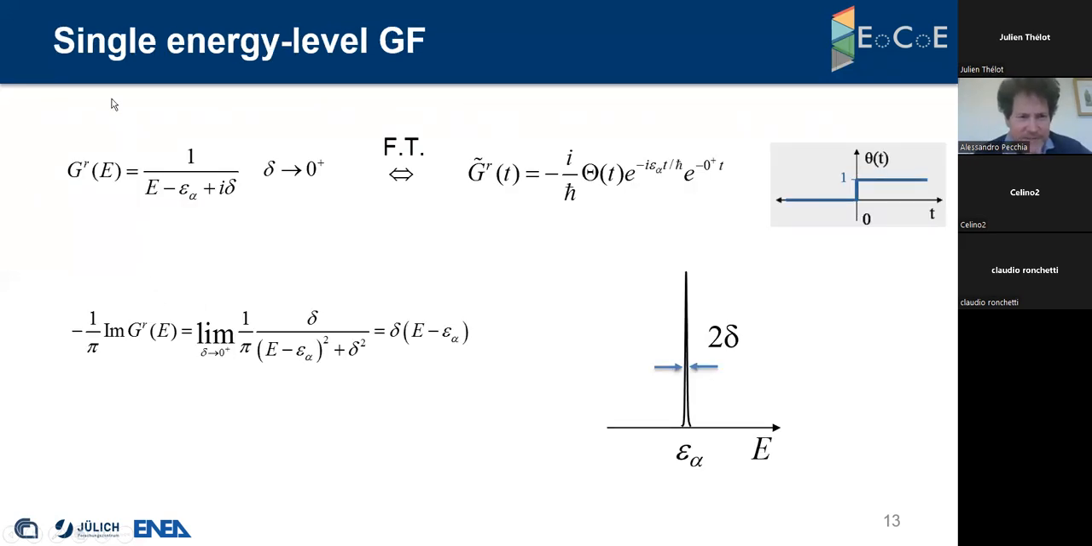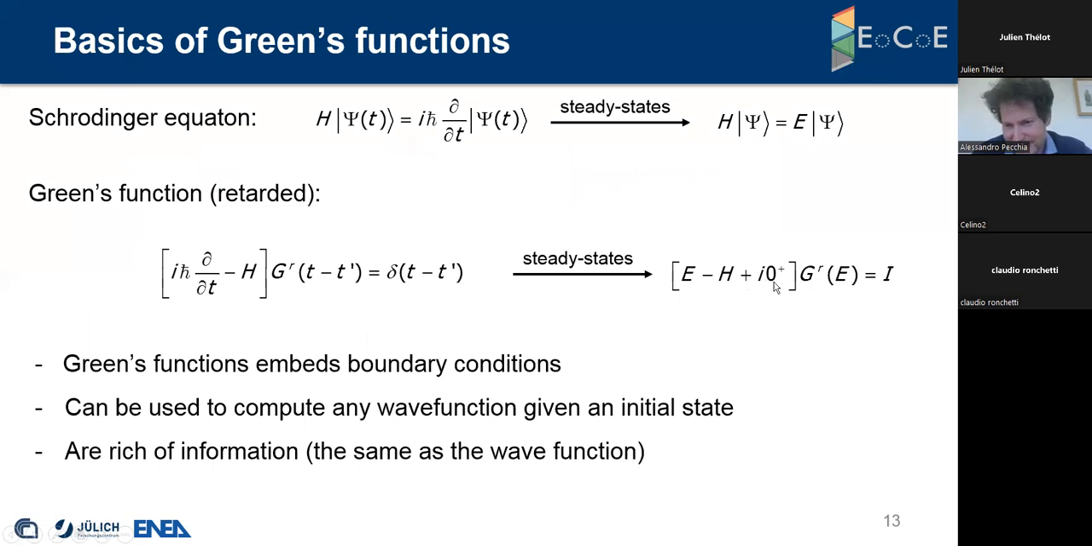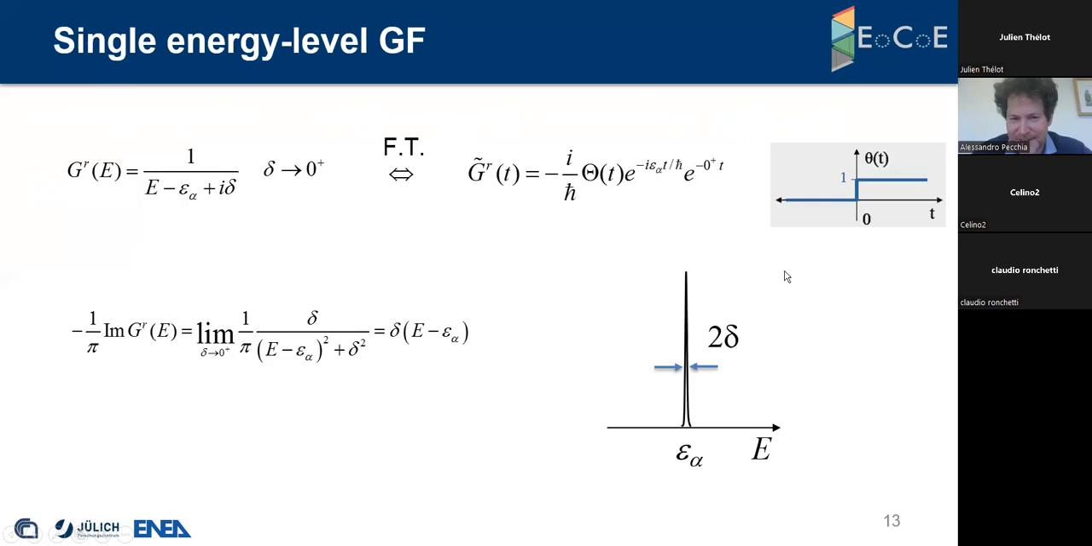What we can do with this Green's function: if you think of a single energy level, imagine just one energy level, and we look at this retarded Green's function. Now I explicitly put a finite delta; in principle, this is a limit of a small number that tends to zero from the positive side. In practical numerical calculation, you need to put a number which is finite, not zero. If you put zero, everything diverges. You need to put a small number. We will set it to something later on.